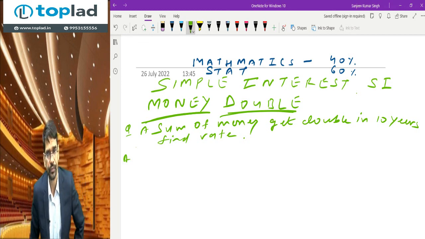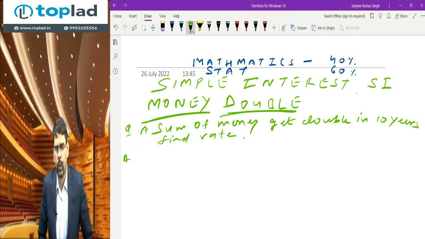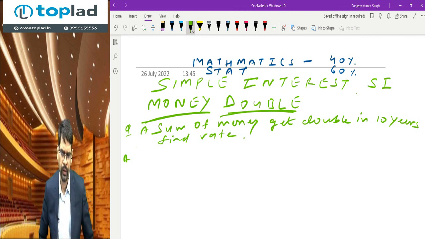Take 5 minutes. After the 5 minutes, I will solve this question for you. Read 2 times. Think about the formula. Put the numbers. Get the answer. But the important point is that reading at least 2 times is a must.